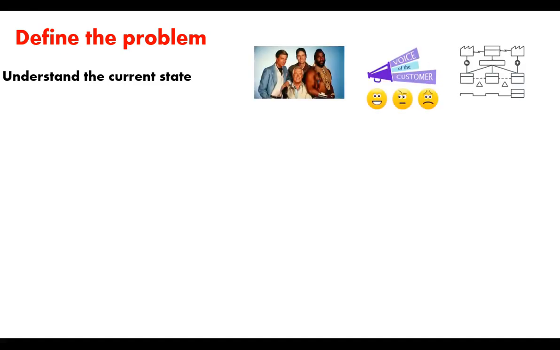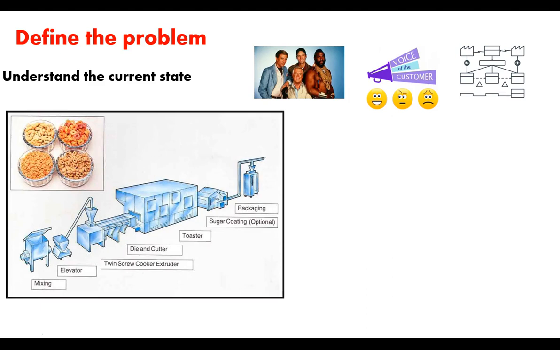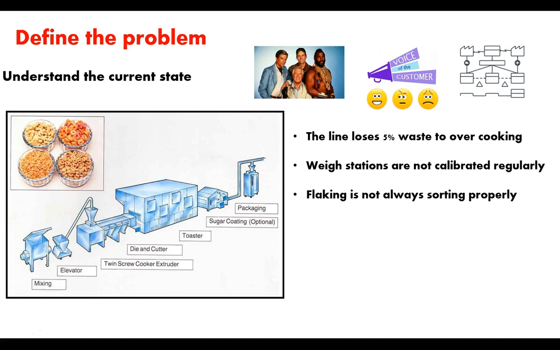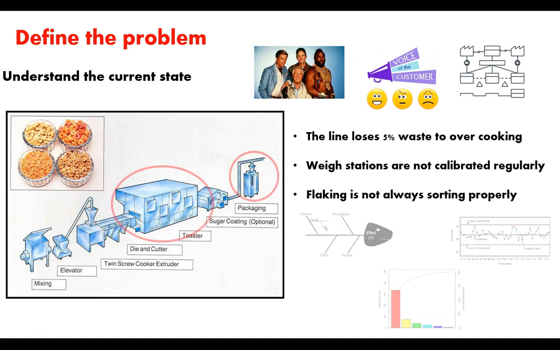So we understand the current state, and later we can start looking at the process, and then we can consider exactly how we can narrow down this process.